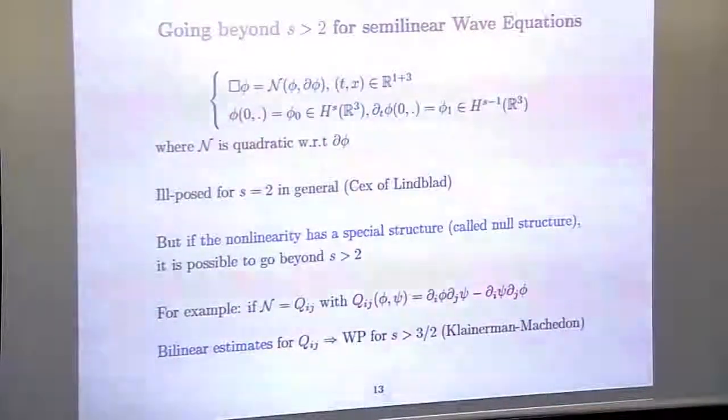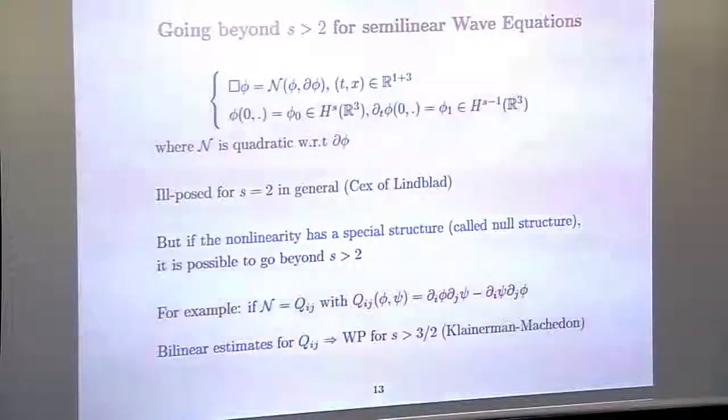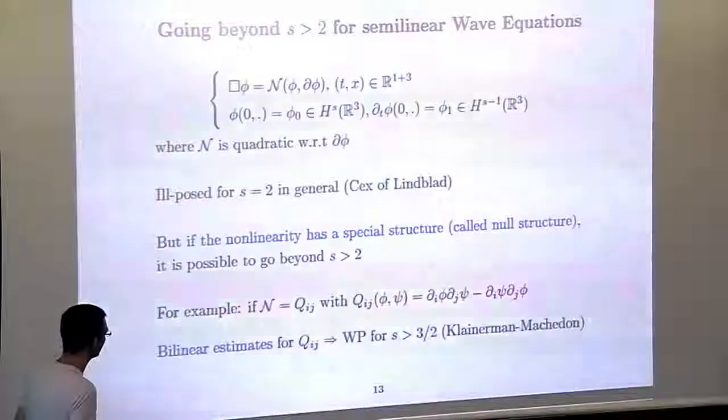Okay, so it turns out that with this special null structure, it's possible to go beyond s strictly larger than 2. Let me give one example of this null structure. There are these quadratic nonlinearities called null forms. There are several of them. Let me only give you the one which is relevant to this talk. That's this Q_ij form. You can see that it has a very special null structure.